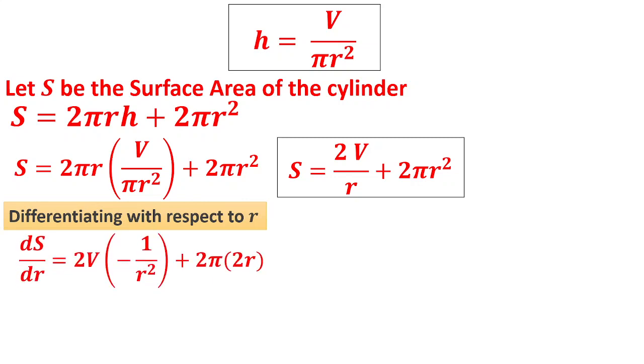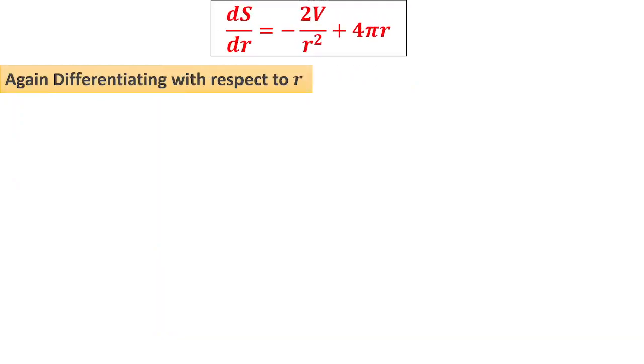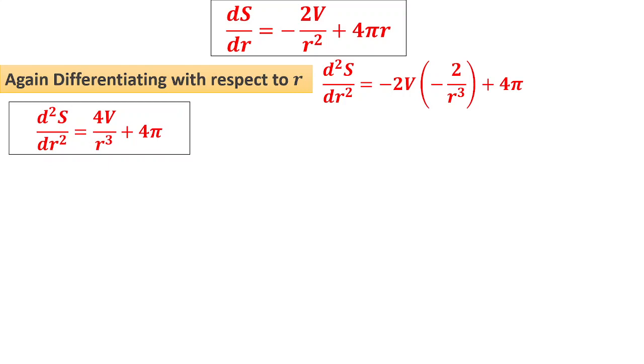2v into differentiation of 1 by r is minus 1 by r square, and r square differentiation is 2r. Normal differentiation, but I have simplified it. Now I continue. I have to differentiate it once again. I am getting 4v by r cube plus 4 pi. Let us keep it ready.